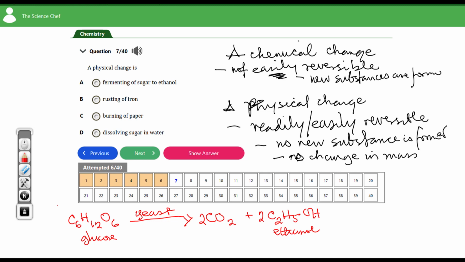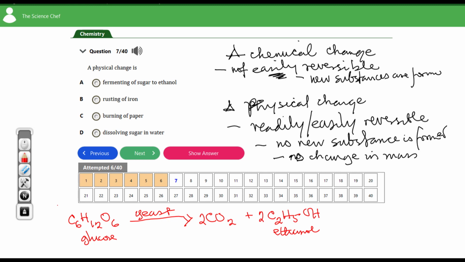In the presence of microorganisms, in the presence of yeast, glucose is converted to what? Ethanol. This is the equation for what? Fermentation. Ethanol is completely different from glucose. So a new substance is formed. The glucose is lost, right? And this process is not easily reversible.